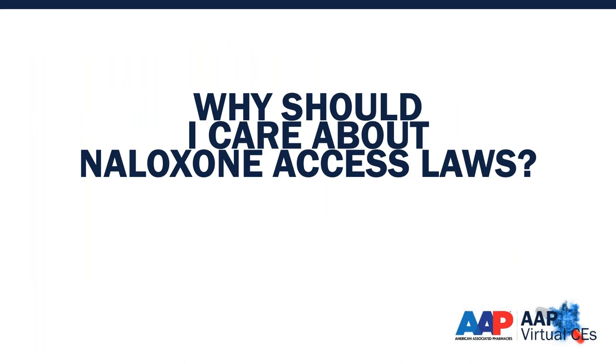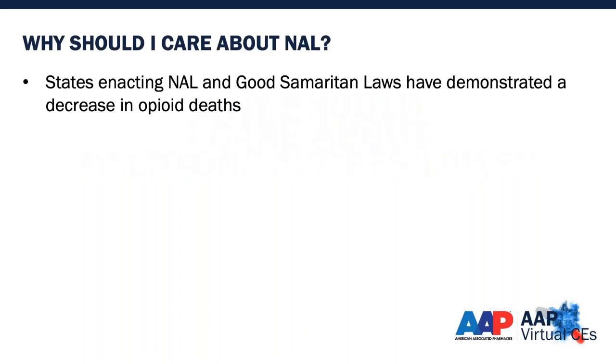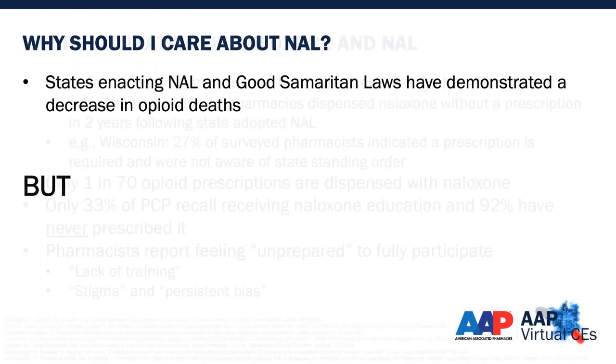So maybe this is an important question. Why should you care about naloxone access laws? Well, here's a really simple answer. States that have enacted naloxone access laws and Good Samaritan laws have demonstrated a decrease in opioid deaths, that change alone. But, a huge but here, we don't always make use of the opportunity to make a difference.